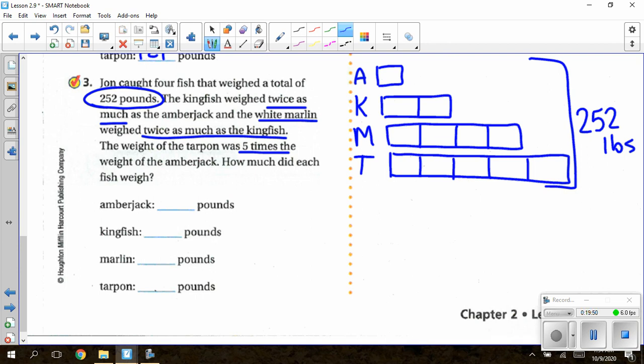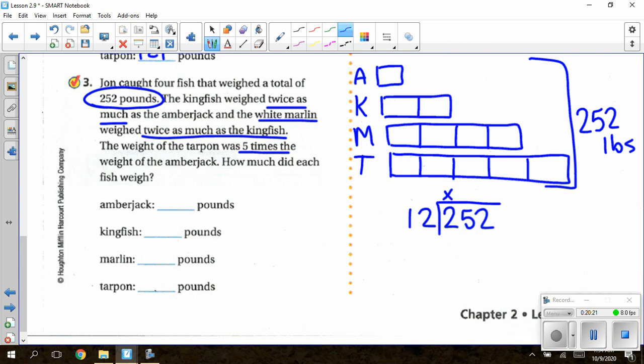So now I can go ahead and set up my division problem, taking the total weight, my 252, divided by the number of boxes. So the tarpon has 5, plus the marlin, which is 4, so that gives me 9, plus the kingfish, which was 2, which gives me 11, plus the amberjack, which is 1, gives me a total of 12 boxes. So now I'm going to divide 252 divided by 12.